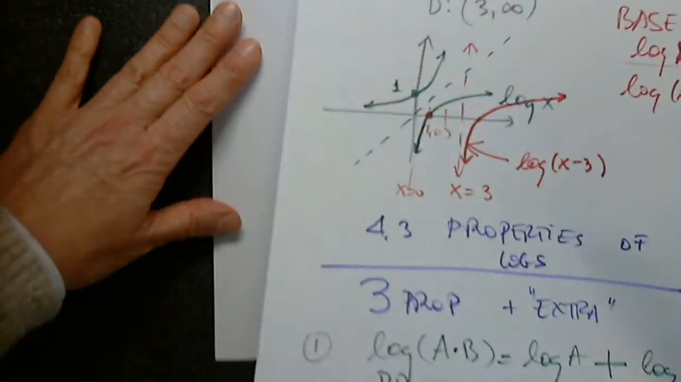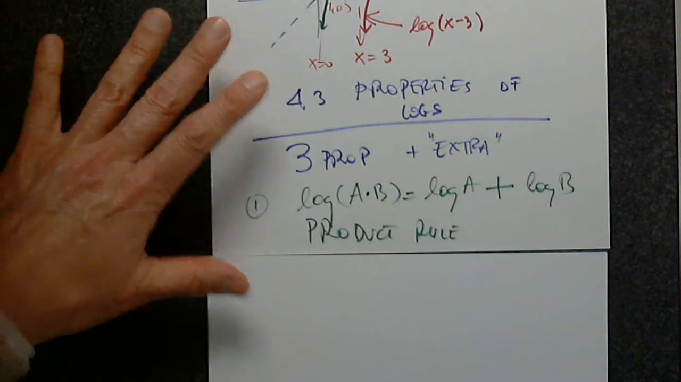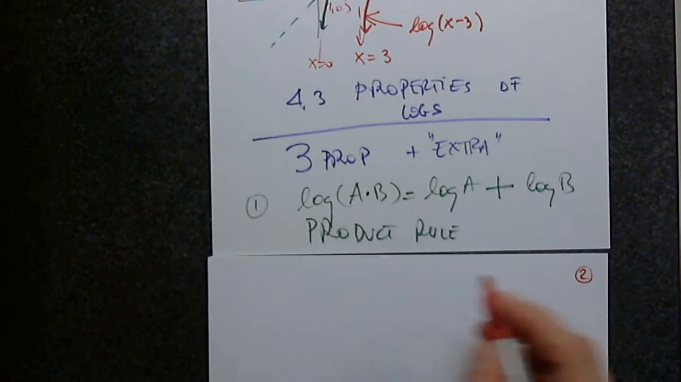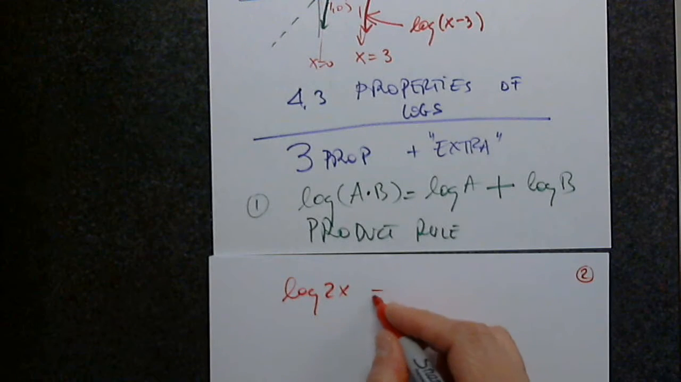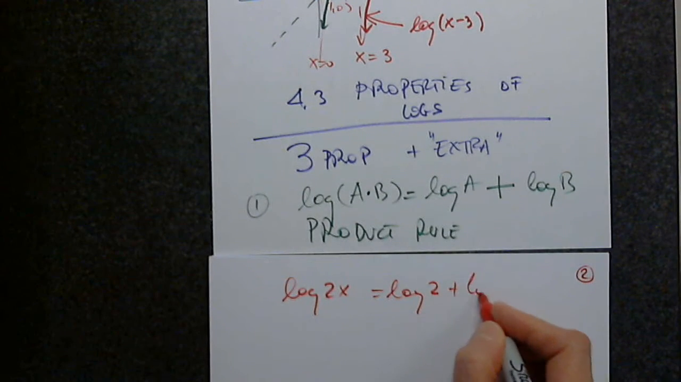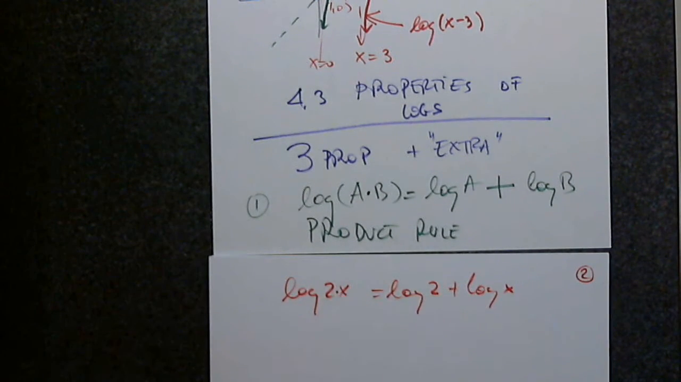So here's an example. If I have log of 2x, I can rewrite it as log 2 plus log x. Why? Because 2 is multiplied by x. And this is the product rule.